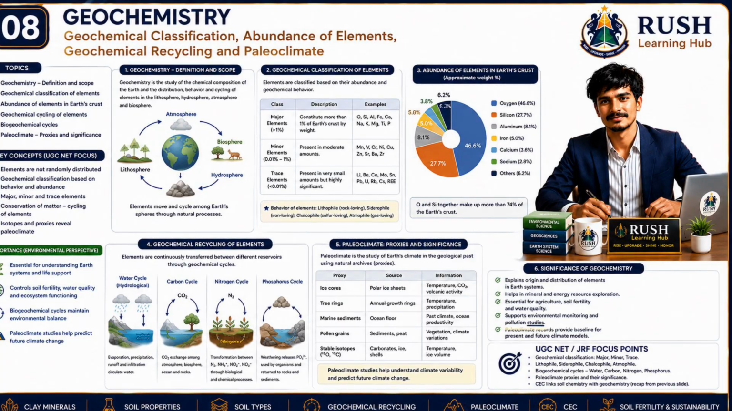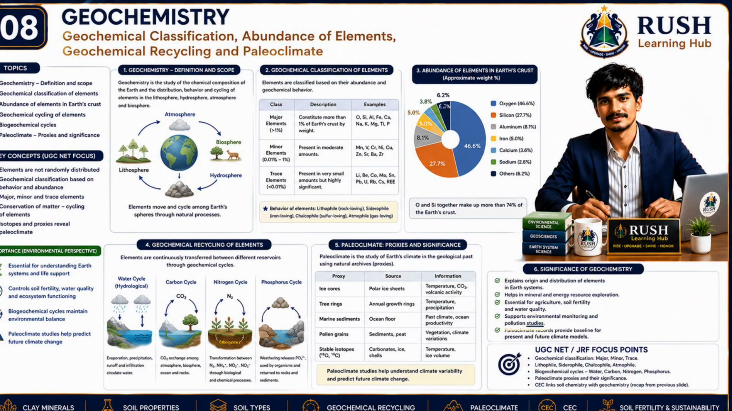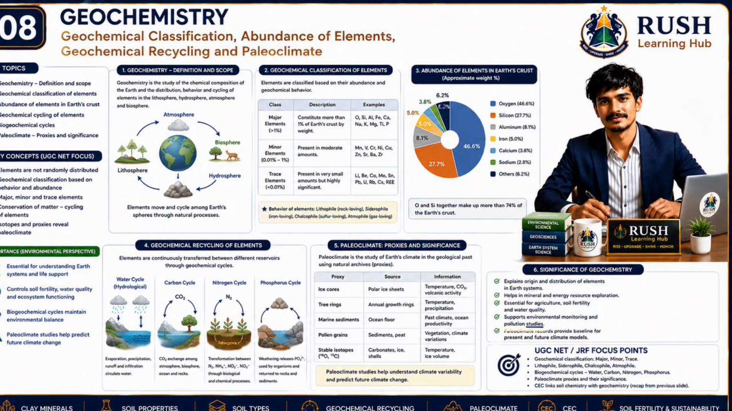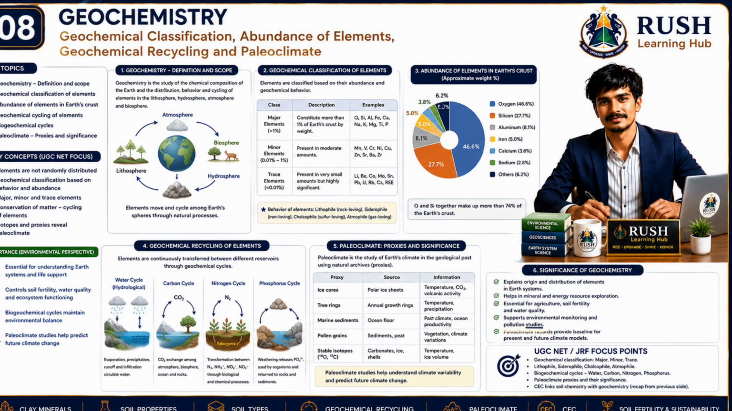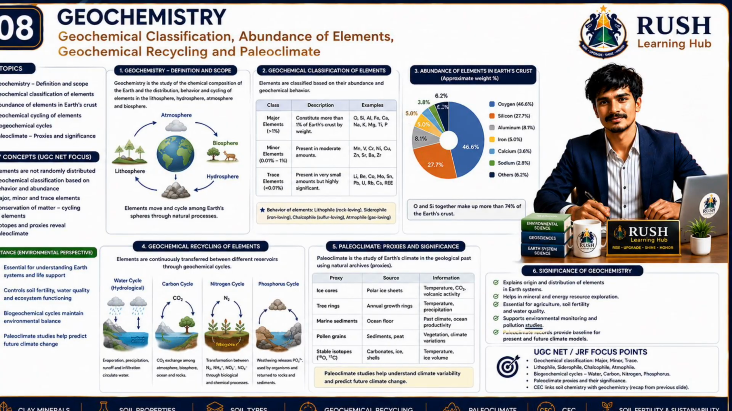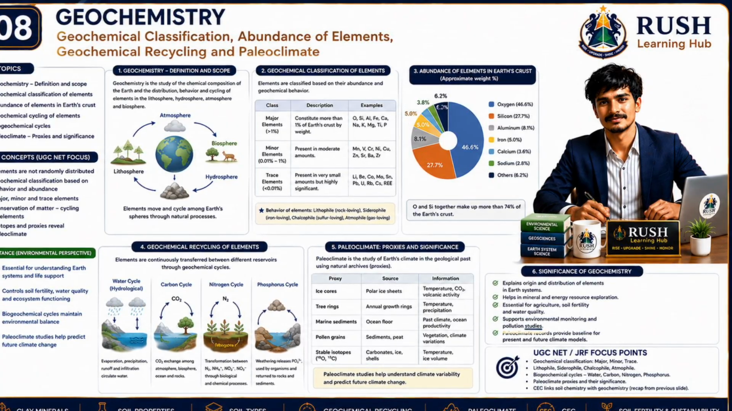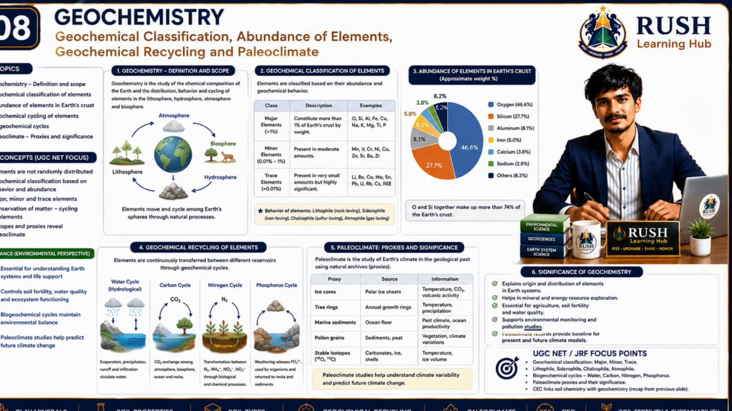For UGC NET examination, remember the following important concepts. Definition and scope of geochemistry. Goldschmidt's classification of elements: lithophile, siderophile, chalcophile, and atmophile elements. Abundance of elements in the Earth's crust. Major elements of the lithosphere, hydrosphere, and biosphere.